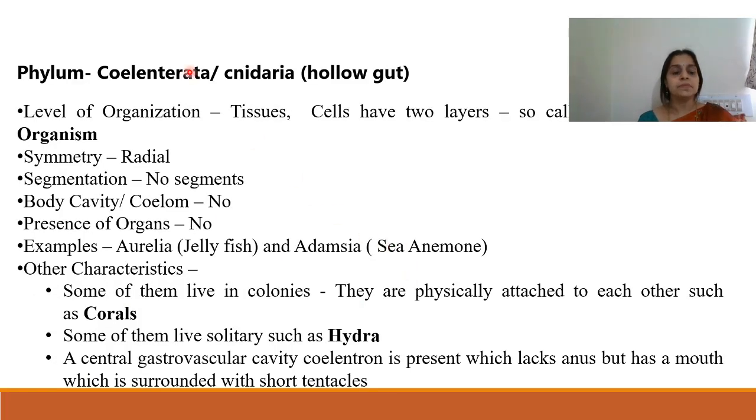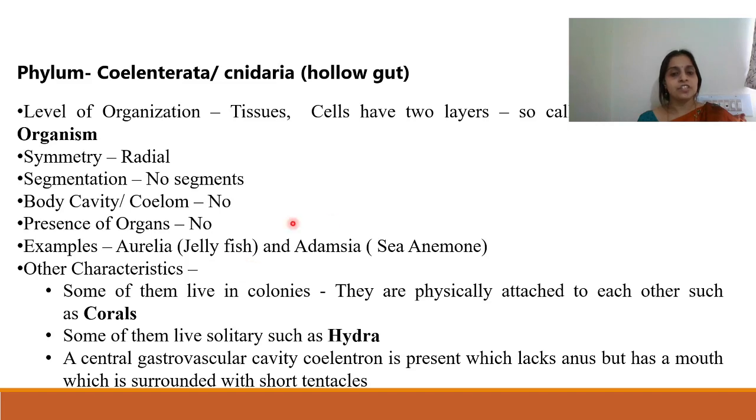Coming to the next phylum, Coelenterata. The level of organization here is the tissue level, and they are diploblastic in nature. They exhibit radial symmetry and the body is not segmented. Coelom is absent, so they are acoelomates. Is there a presence of organs? No, there is no presence of organs; it's only the tissue level of organization.